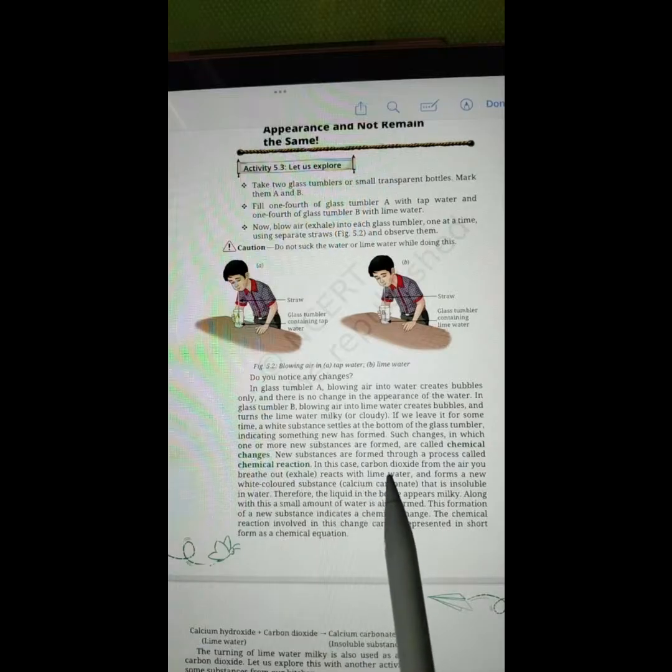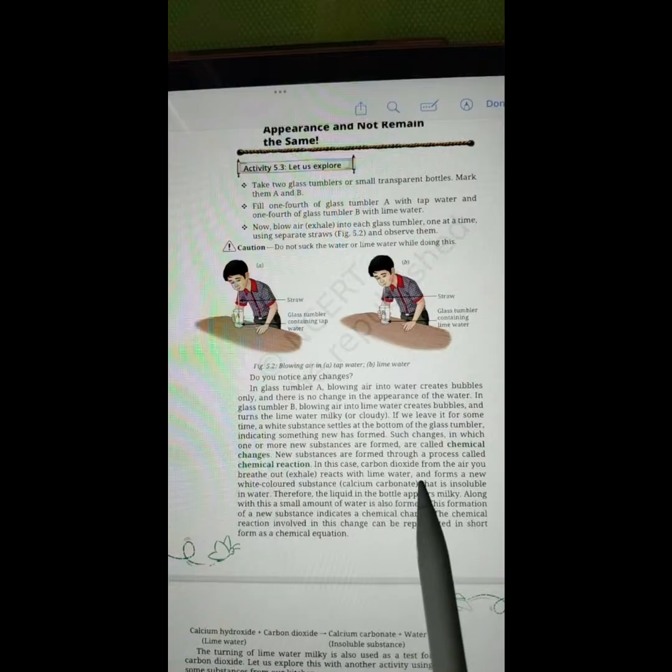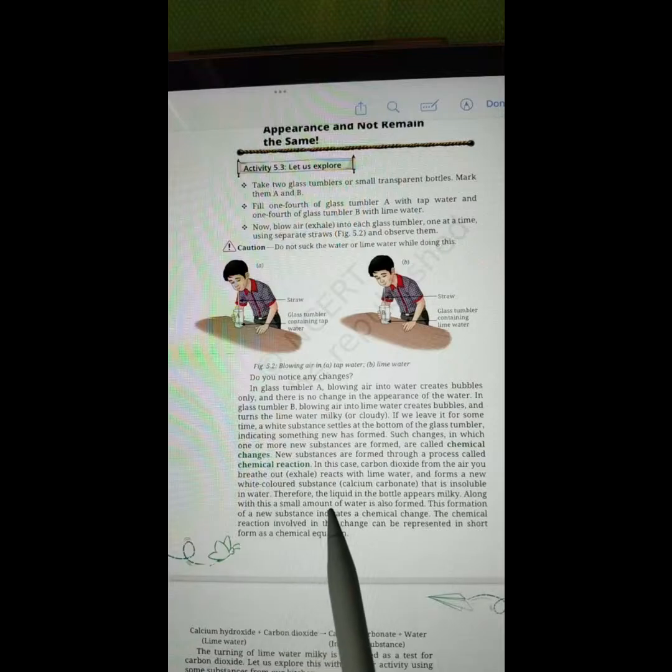New substances are formed through a process called chemical change. In this case, carbon dioxide from the air you breathe out, exhale, reacts with the lime water and forms a new white colored substance called calcium carbonate that is insoluble in the water. Therefore, the liquid in the bottle appears milky.